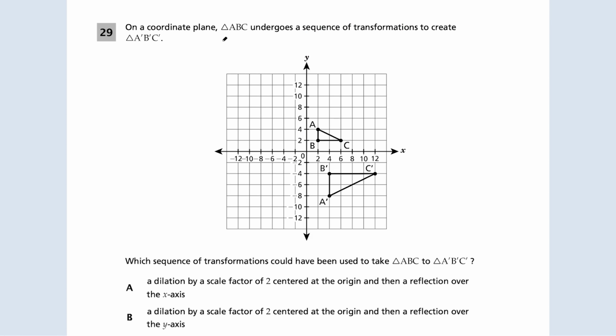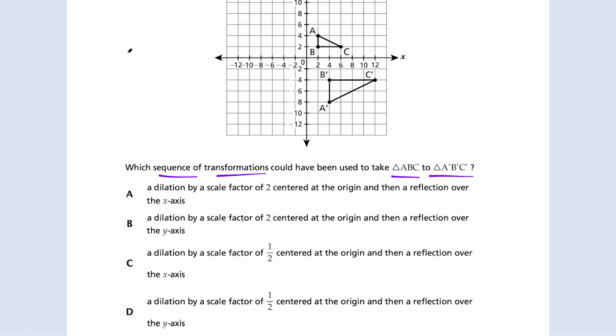So question 29, we have triangle ABC, and it's undergoing a sequence of transformations to create triangle A prime, B prime, C prime. We want to know which sequence of transformations could have been used to take triangle ABC to triangle A prime, B prime, C prime. For this question, you might just be able to do this in your head, but notice every single answer choice starts out with dilation. The only thing that's different is that for the first two answer choices, the scale factor is 2.